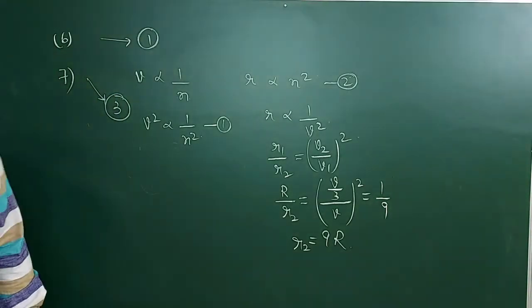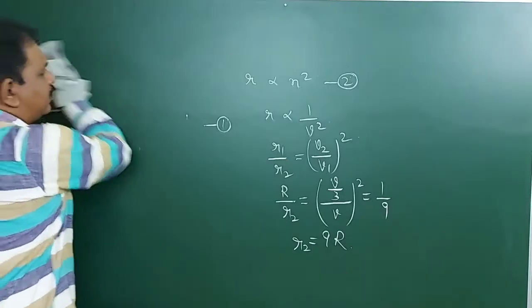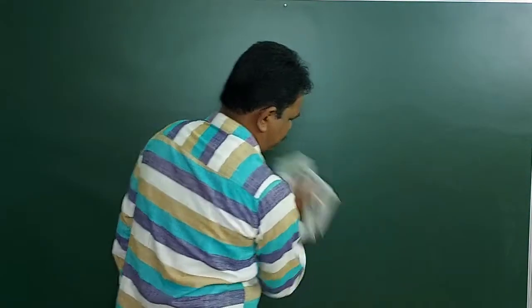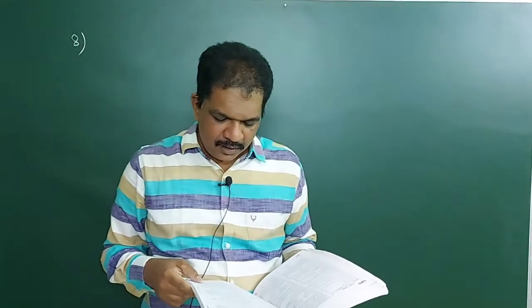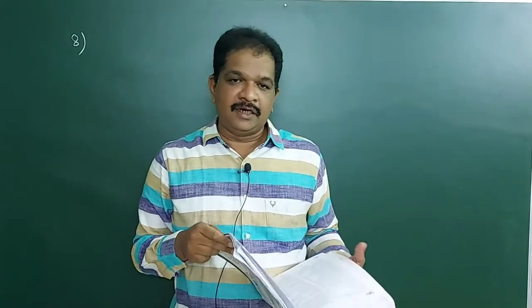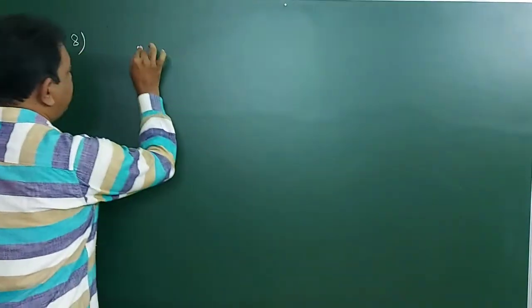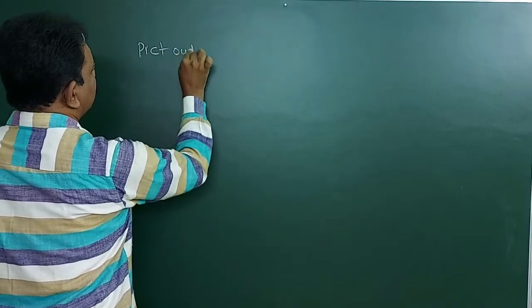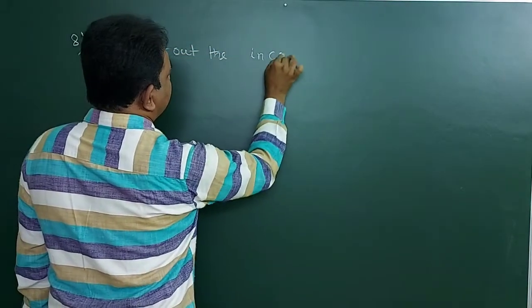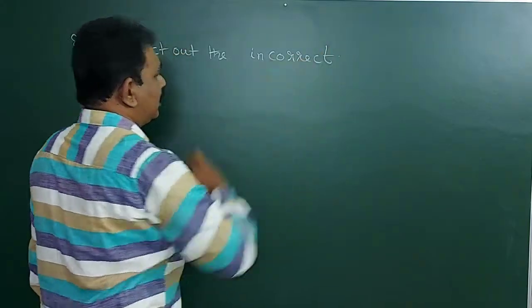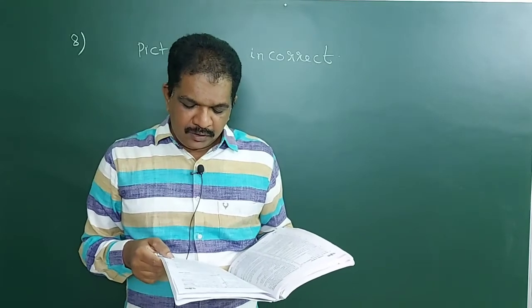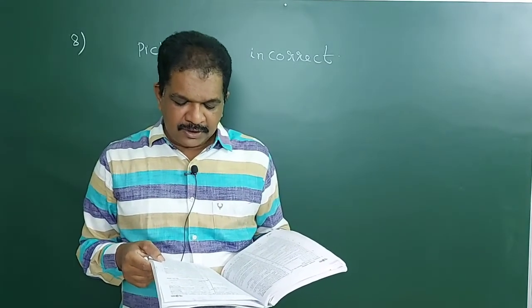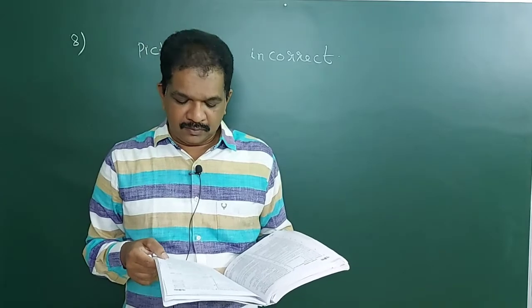Okay. Next, see the eighth question. What they are asking, pick out the incorrect statement, not correct statement. Incorrect statement among the following. First one, mercury lamp produces line emission spectrum. That is correct statement only.